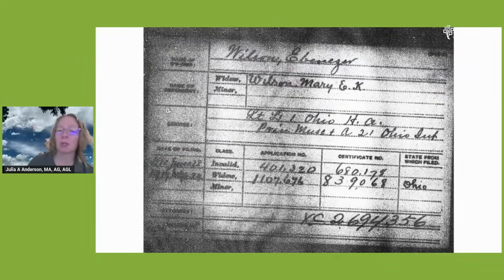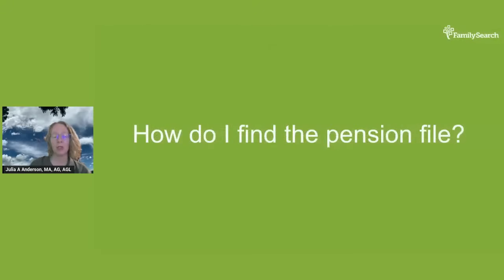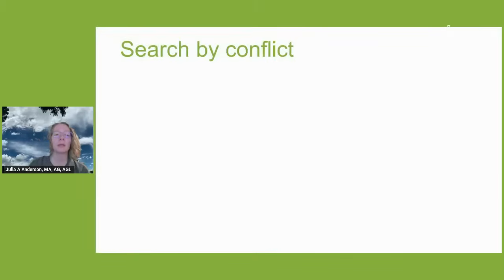This is the index card, and it's the information I need to record so I can get the actual file. So how do I find the pension file? The location of the files depends on the particular war in which your ancestor participated.